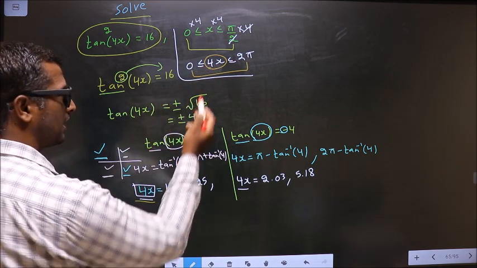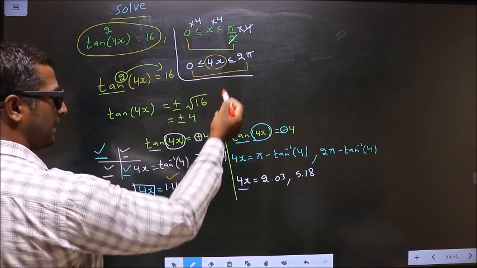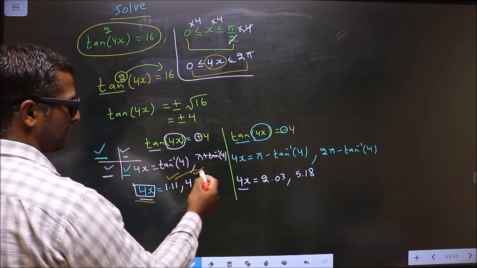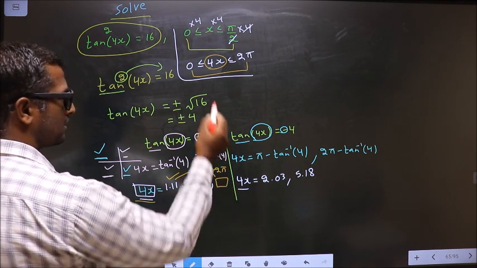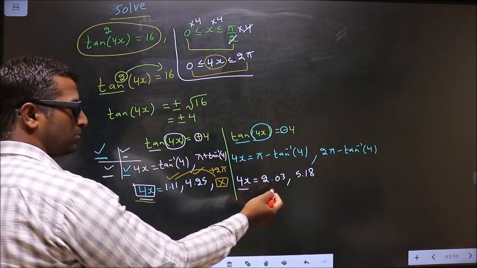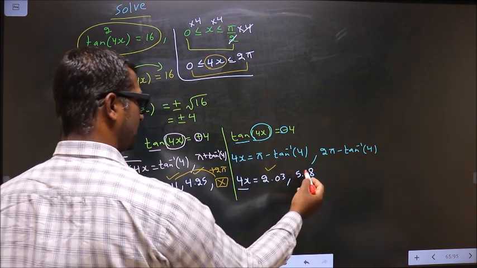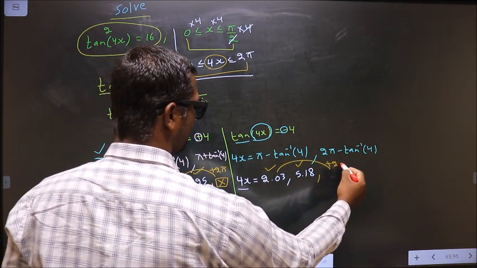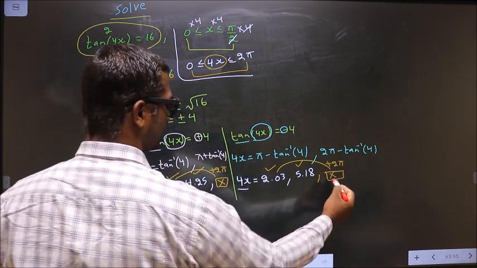Does 1.11 lie in this interval? Yes. So accept it. Does 4.25 lie? Yes. Accept it. Now to get another value, we should add 2 pi to this. When I add, I get a value that does not lie in this interval, so you reject it. Now here, does 2.03 lie? Yes, accept. Does 5.18 lie in the interval? Yes, accept. To get another value, I should add 2 pi to this. When I add 2 pi, I get a value that does not lie in this interval, so you reject it.